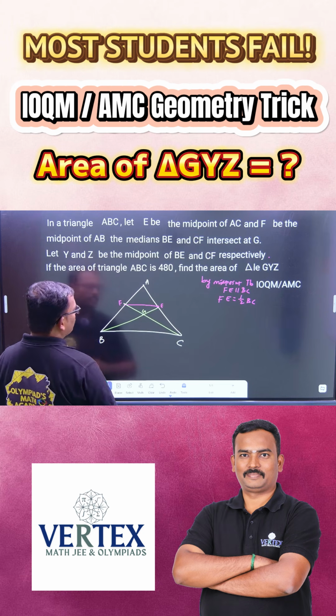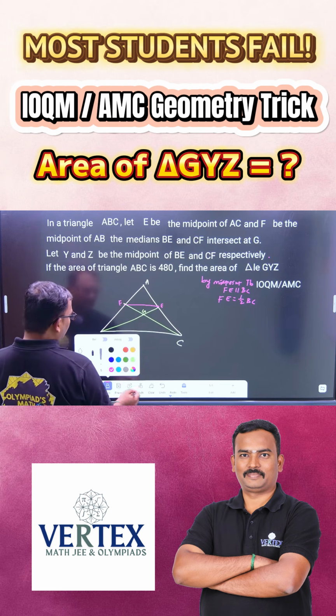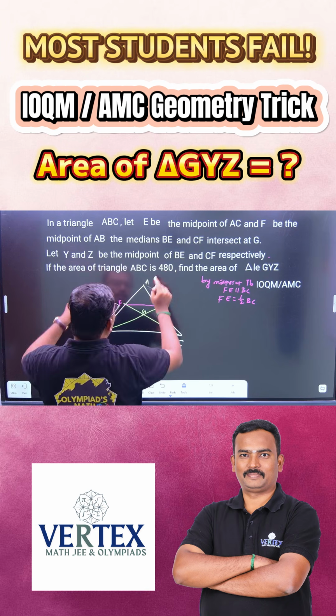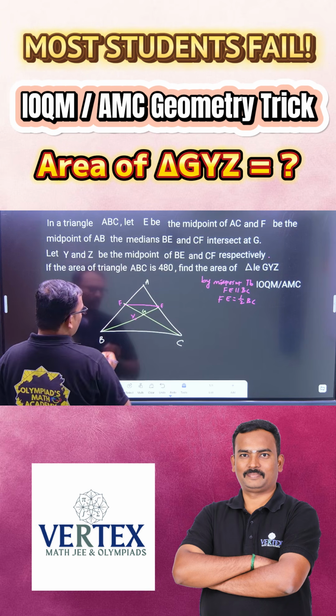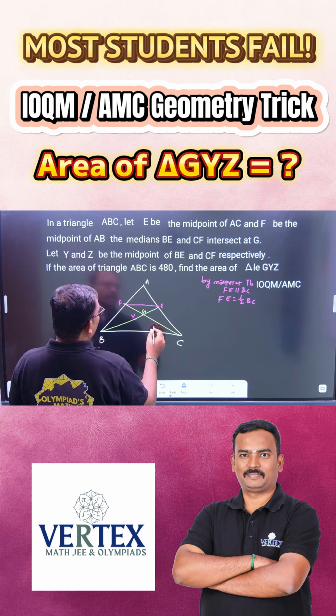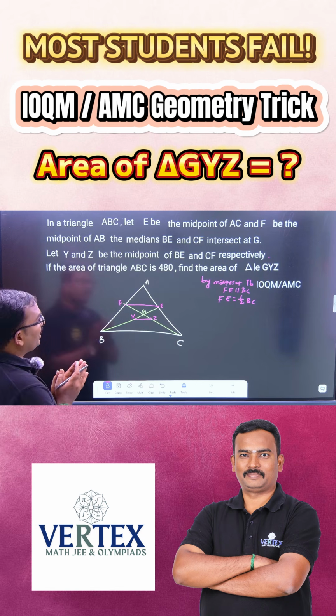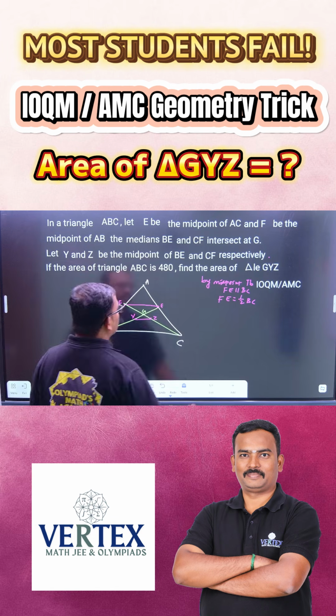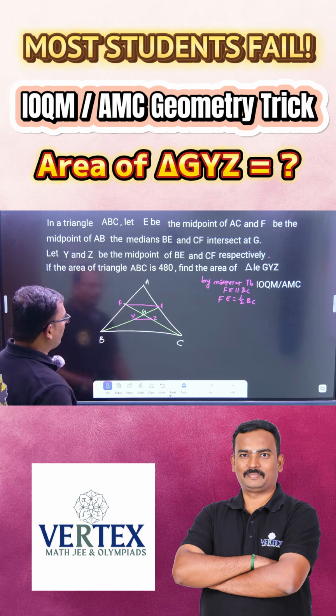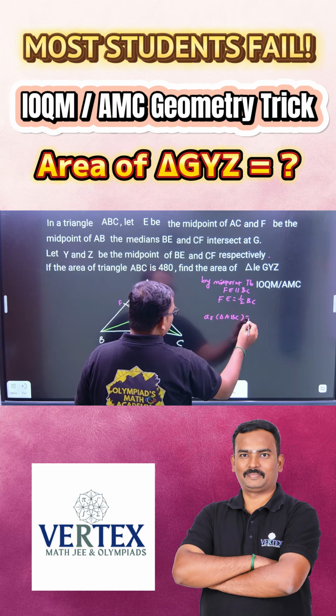Let's take this point as G. Let me take the 2 points on the diagonal. You can see here Y is the midpoint of BG, and Z is the midpoint of CG. You can see here YZ. How to find out the area of triangle GYZ? It's already given to you. The area of triangle ABC is 480.